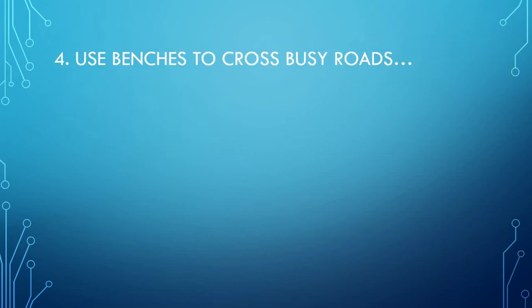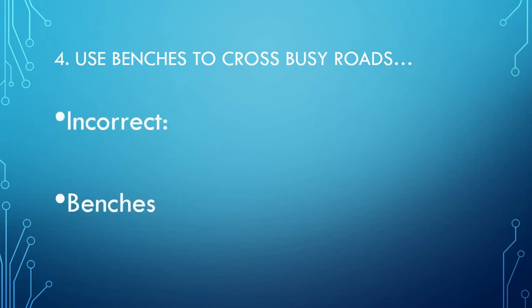Moving on to number 4. Use benches to cross busy roads. This is absurd, don't you think? Use benches to cross busy roads. Okay, now I hope you should solve it easily. Which word is incorrect here? Please pick out the word. Incorrect word is benches. So use dash to cross the busy roads. Please write your answer.